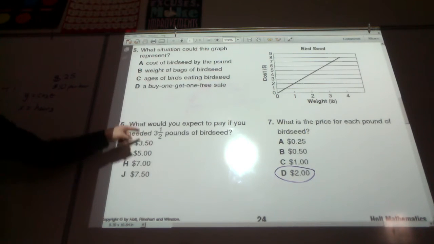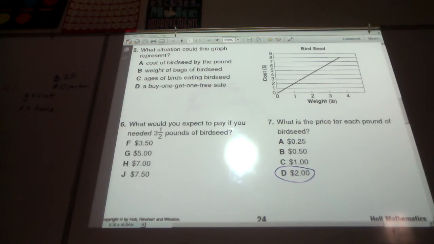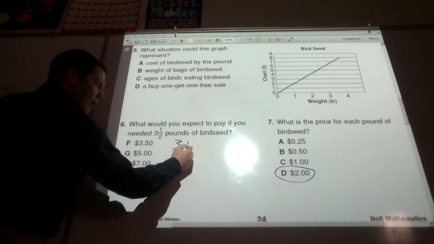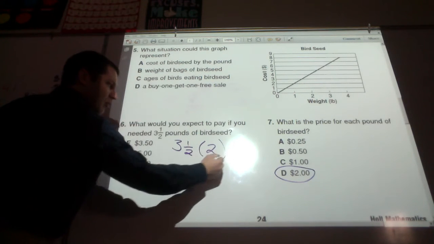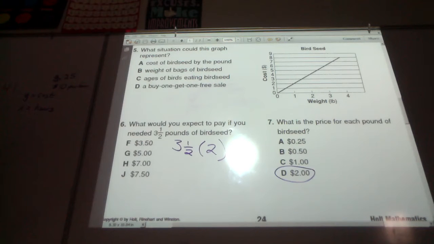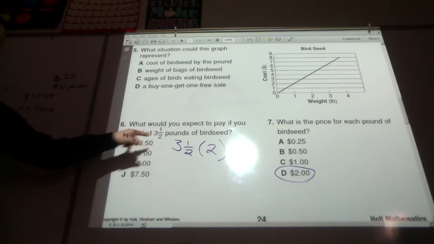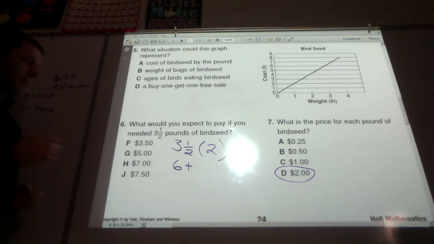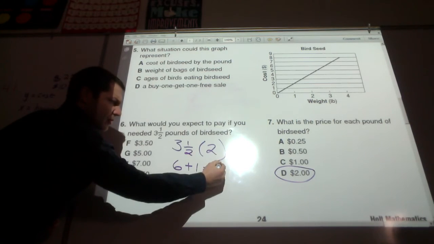Well, it says, what would you expect to pay if you needed 3.5 pounds of birdseed? Well, if it's $2 for every pound, couldn't we take 3 1/2 and multiply it by 2? Or 2 times 3 1/2. I wish I would have written it that way. Because I'm going to distribute that 2 to both the 3 and the 1/2 right now. Okay? What is 3 times 2? 3 times 2 is 6. Then we can add that to half of 2. What's half of 2? 1. So it's a grand total of 7.